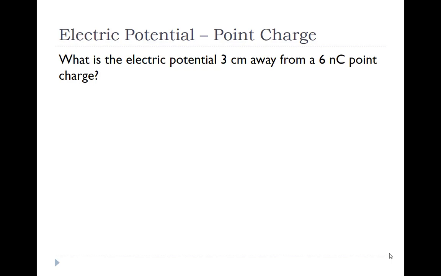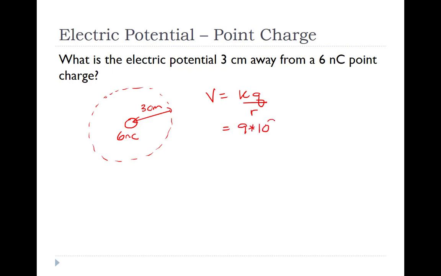So I have a 6 nanocoulomb point charge. Here he is, 6 nanocoulombs. And I want to know the electric potential 3 centimeters away. So remember, that's anywhere on the circle surrounding it, 3 centimeters away. So I have V equals KQ over R. K is 9 times 10 to the 9th Newton meter squared per coulomb squared, the same number we've been using for the last 2 units here.